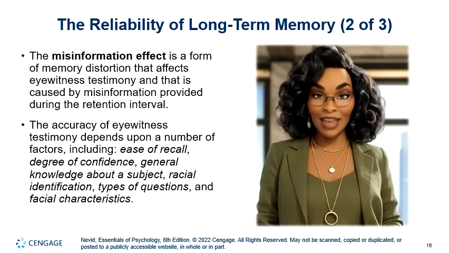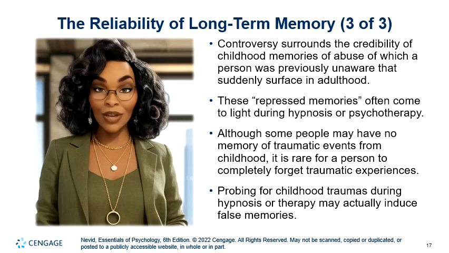So, what affects accuracy? Whether an eyewitness remembers something accurately depends on a mix of factors. Ease of recall, how clear or recent the memory is. Degree of confidence. Fun fact, confidence doesn't always. So we are almost finished with the overview of memories.